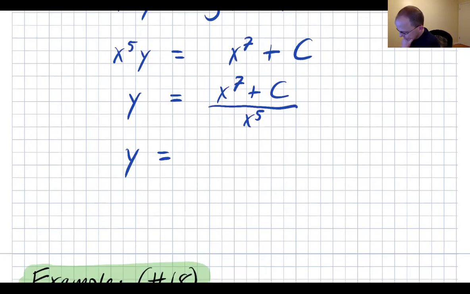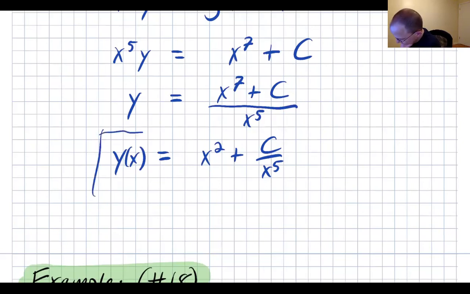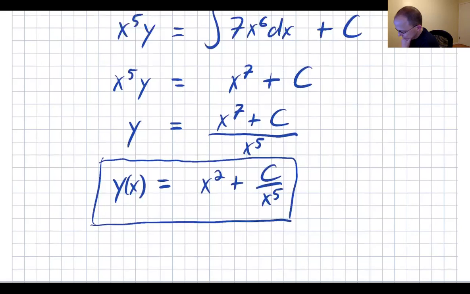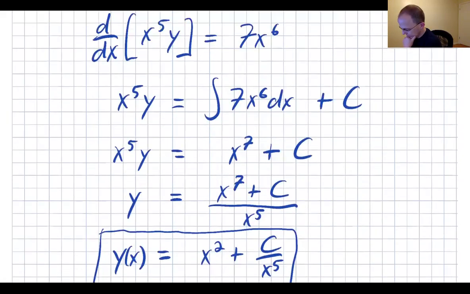So in the end, we get x to the 7 divided by x to the 5th, that's x squared, and then plus c over x to the 5th. And that is our final answer. And often with these final answers, we like to write y of x there. Okay, let's put a nice box around this. So there's our general solution of our differential equation. And now we just need to figure out what that c is using the initial value. So let's go ahead and figure that out.